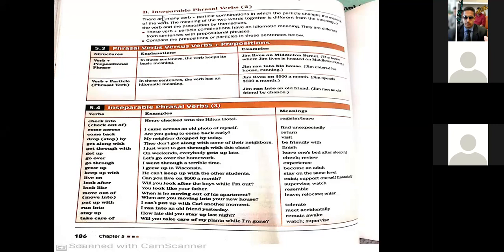There are many verbs plus particle combinations. What do I mean by the particle, Muhammad? Check into, so into is the particle. The preposition itself, yes? Yes. Okay, complete, Muhammad. Change the meaning of the verb. The meaning of the two words together is different from the meaning of the verb and the preposition by themselves. These verb plus particle combinations have an idiomatic meaning.